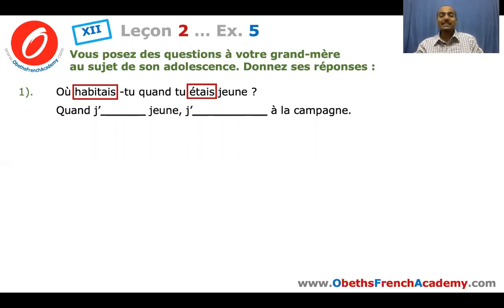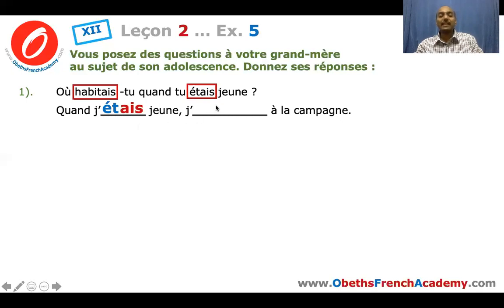So she says, when I was young, I used to live in the countryside. So we're going to use the verb être here, when I was young. So how do you conjugate the verb être? Put ÉT, that's your imparfait stem. When the subject is je, your imparfait ending is AIS.